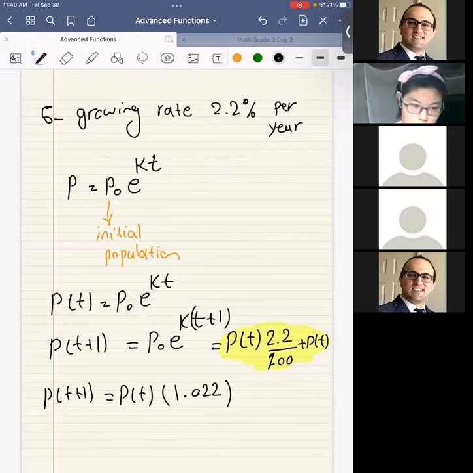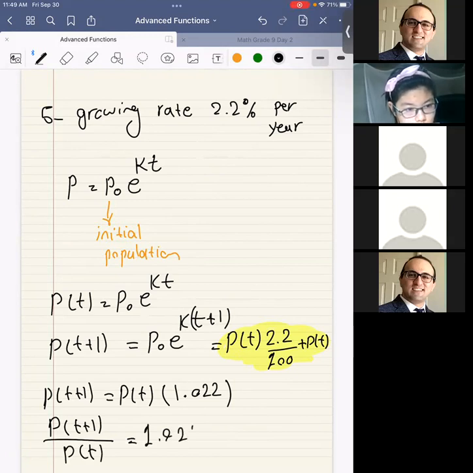Right? That means P of T plus 1 over P of T is equal to 1.022. So this is the relation between P of T plus 1 and P of T if the growth rate is 2.2% per year. Now let's use this in order to find K. And how to do that?